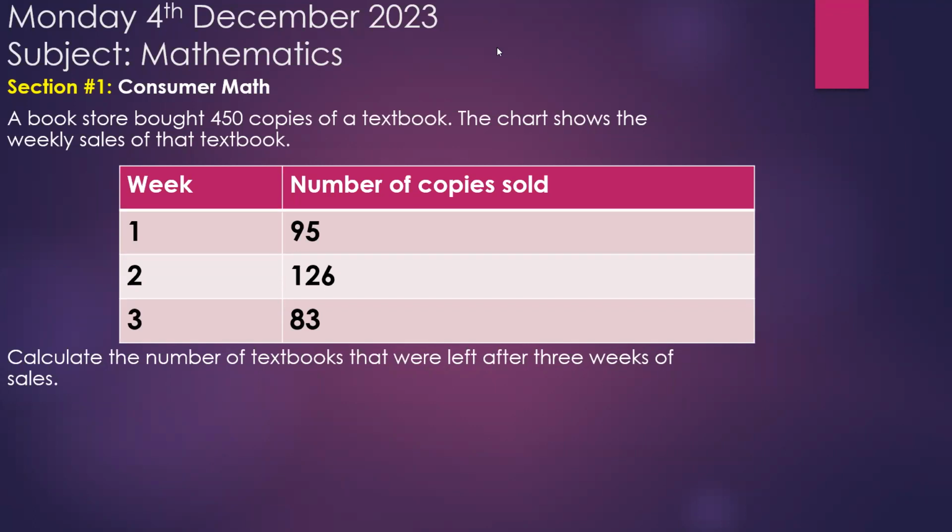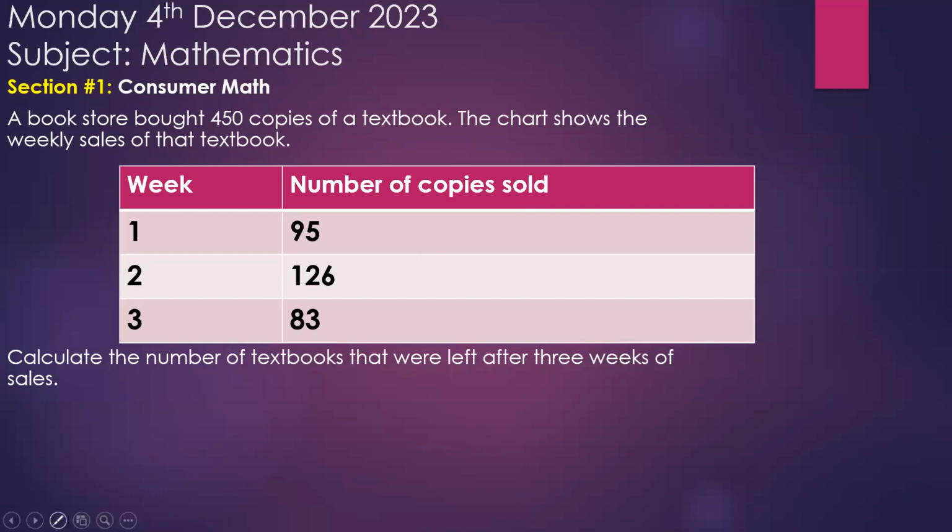Okay, so how are we going to get the number of copies that they sold? You add 95, 126, and 83. Okay, good. So let's add that. She said we get 304. When you add them, what do you get? 304. You sure that's the correct answer? Yes, sir. You sure?